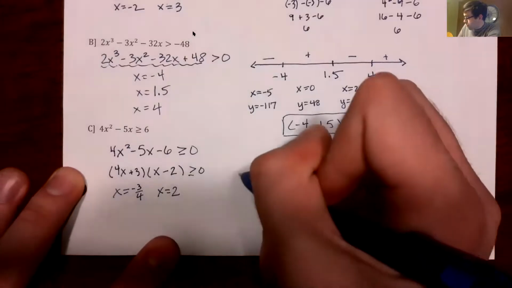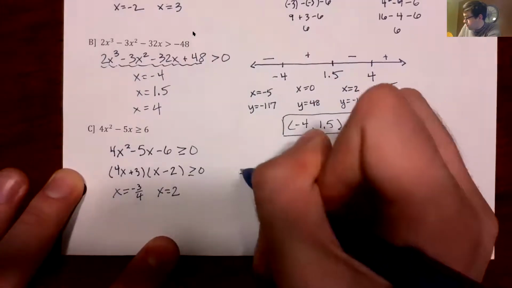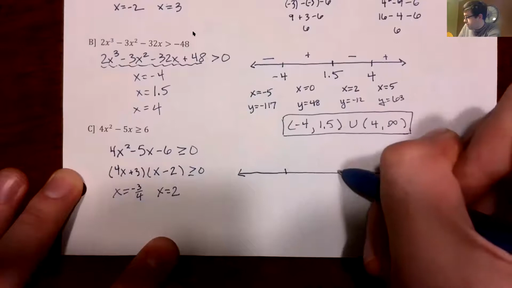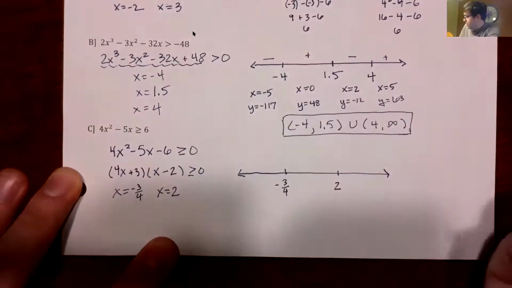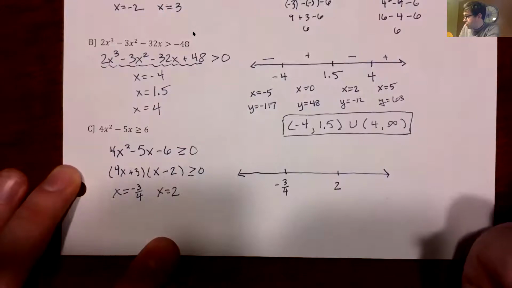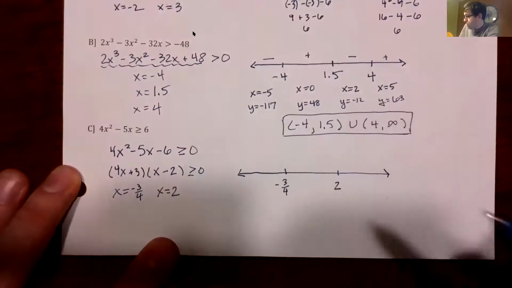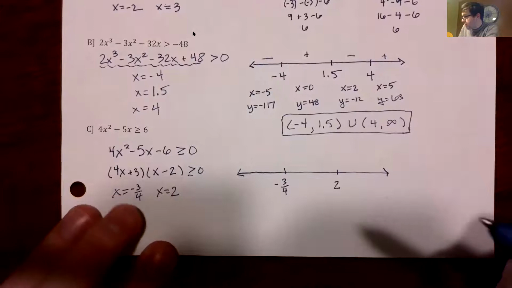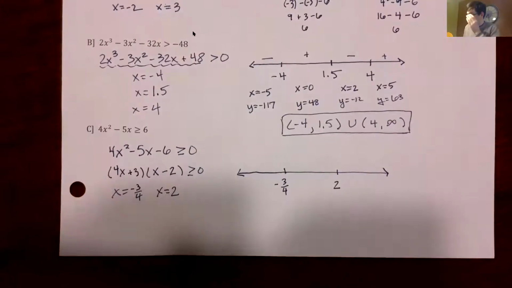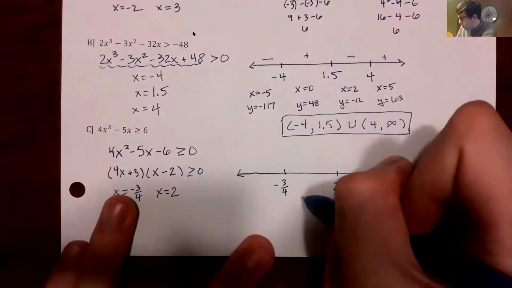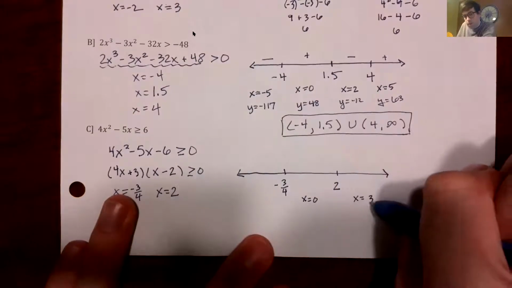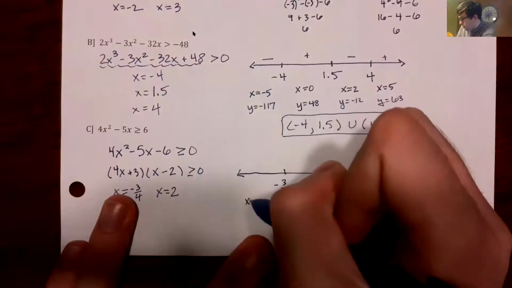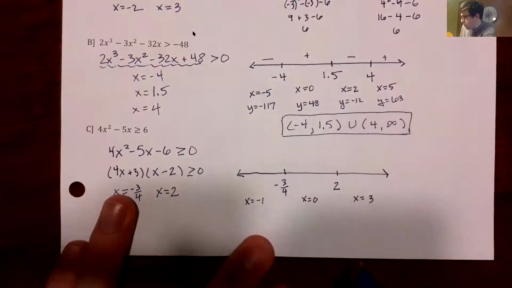And so we're going to set up our number line here. This time we only have 2 slices, -3/4 and +2. And we're going to check each one of the intervals. So let's see what we got. If we plug in, I would plug in 0 here, 3 over here, and probably just -1 over here because that's still lower than -3/4.